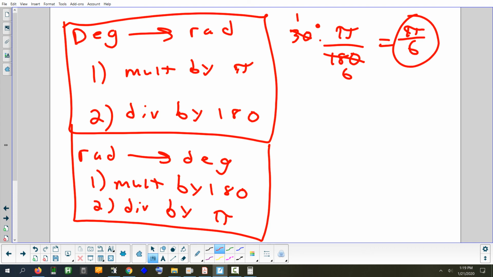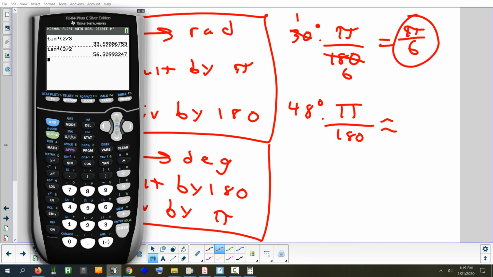All right, let's do one where we round it off. Usually, if you have an angle that's not a multiple of 30 or 45, that's when they're just going to say round it to 2 or 3 decimal places. Okay, same steps. Times pi, divide by 180. Now, make sure when you type that in, do not use 3.14 for pi. Use the pi button. So 48 times pi, that's the first step, divided by 180. So 48 degrees is about 0.84 radians.